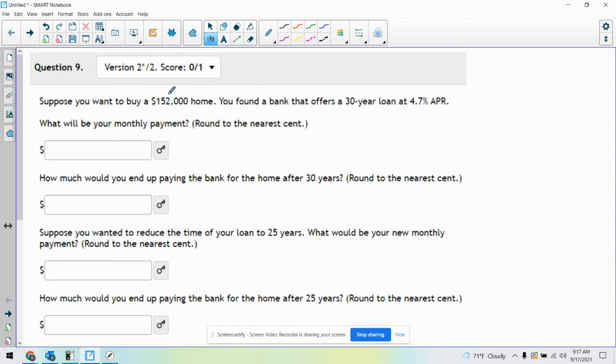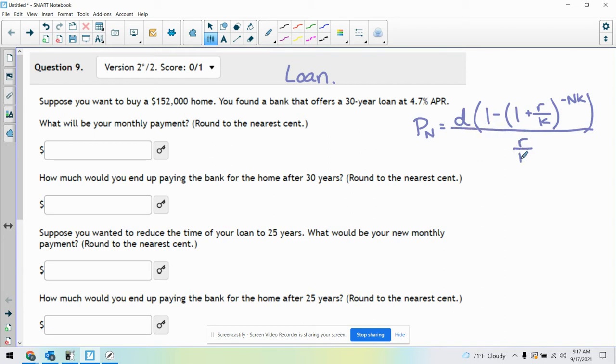So the first thing I want to do is establish which formula I'm using. I'm talking about buying a home, so this is obviously a loan formula. When I go to the formula sheet, I'm going to write down my loan formula and see if I can squeeze it in here. We have P sub n, or P sub 0, I think they use P sub 0, is equal to my deposit amount or my payment amount, D, times 1 minus 1 plus R over K to the negative NK, all over R over K.